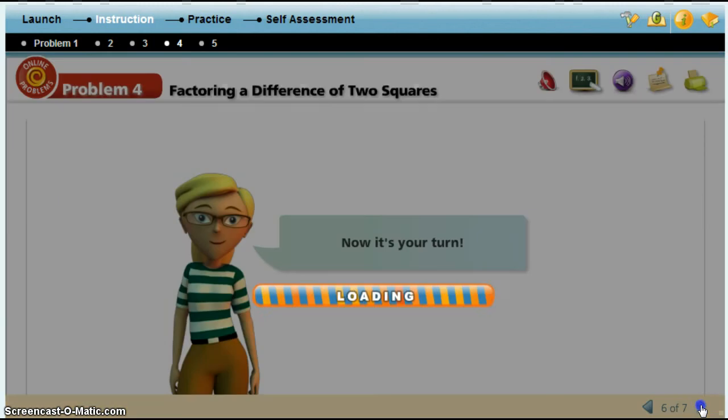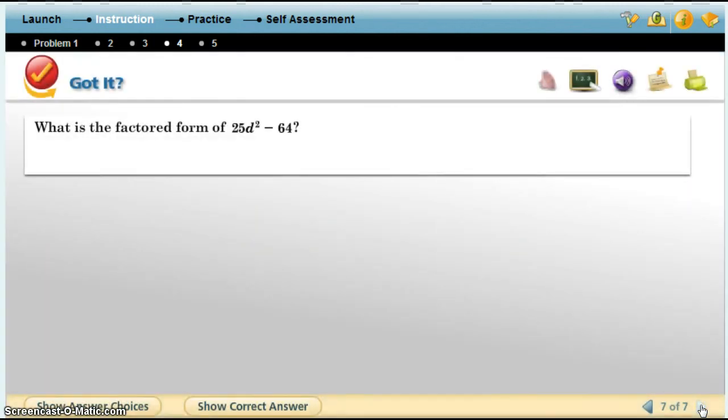Now it's your turn. All right, so this one is similar to the last one. Make sure d squared is obviously a perfect square, not a big deal. Make sure 25 is a perfect square. Is there a number squared that would give you 25? So rewrite this as a squared minus b squared if possible, and then use the a plus b times the a minus b to rewrite it in factored form.